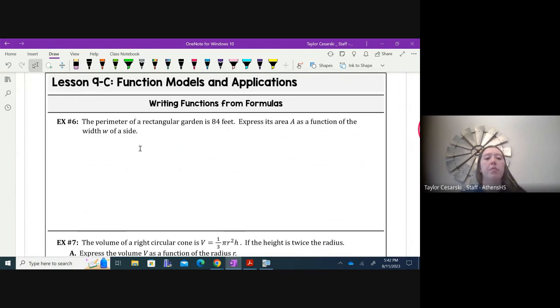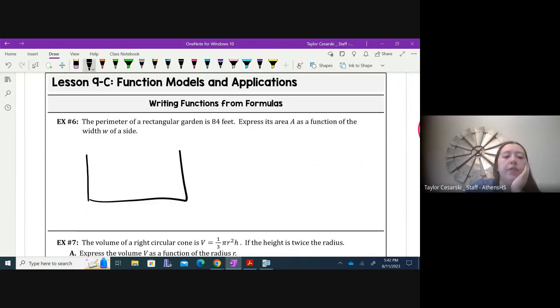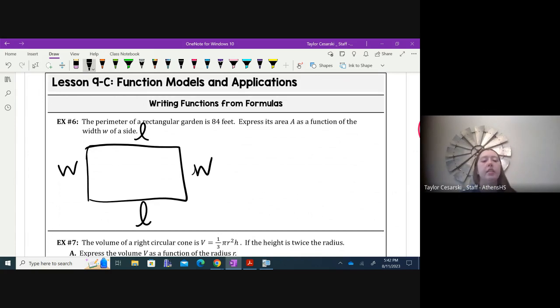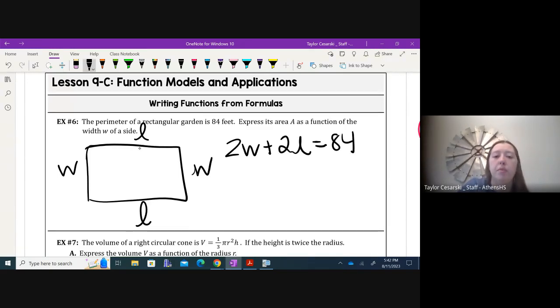So it says the perimeter of a rectangular garden is 84 feet. I'm going to call this, actually it says W, so let's use W. And it says the perimeter, which means I add up all the sides. There's 4 sides in my rectangle. Sometimes they'll give you a problem like this and they'll say one side's against a barn or against a river, so you'd only use 3. But 2W plus 2L is equal to 84, because W plus L would be equal to 42.